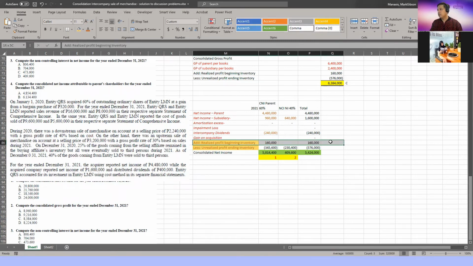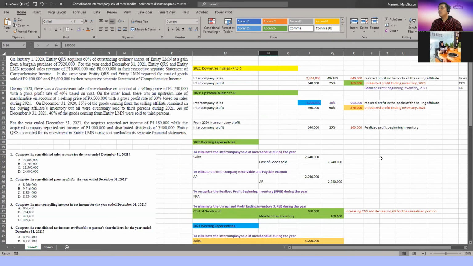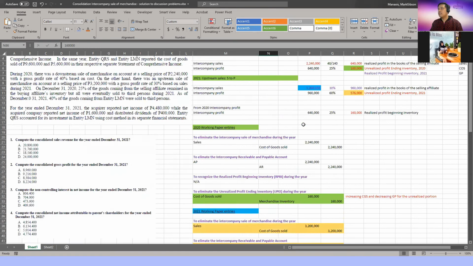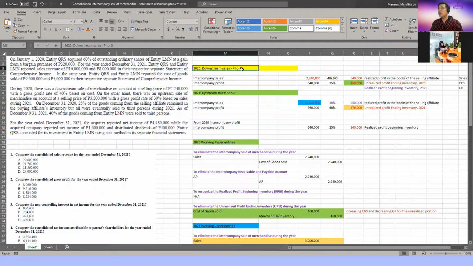Pero pag-usapan muna natin ito. Yung realized profit ng ending inventory, kung napansin mo, I only put this under the parent. Bakit? Pansinin natin, yung realized profit beginning inventory, this is from 2020. Yung 2020, this is downstream sales. So sabi natin, if it's a downstream sales, it's a sales from the parent down to the subsidiary. And if it's a downstream sales, all the realized and unrealized profit will only be attributable to the parent. Bakit? Kasi it's a transaction of the parent. Walang share si subsidiary. If it's upstream, may share si parent palagi, in relation to the controlling interest, which is in this case 60%. So yun lang naman yung rationale ng class.